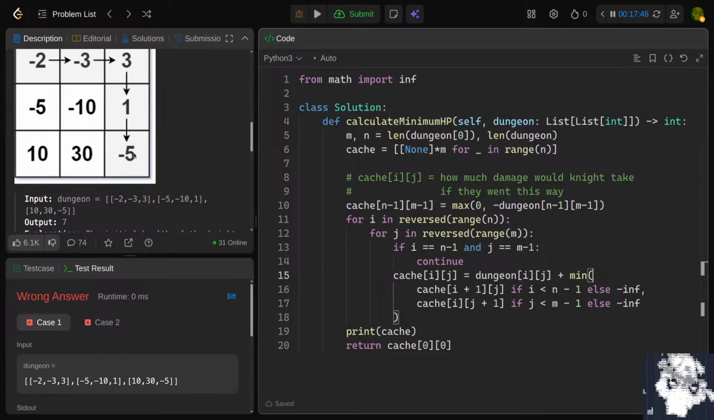So my cached value here is a negative 5. No, my cached value is a 5. So I would take 5 damage. So here I subtract dungeon of wherever I am. And then I go whichever way would give me less damage.